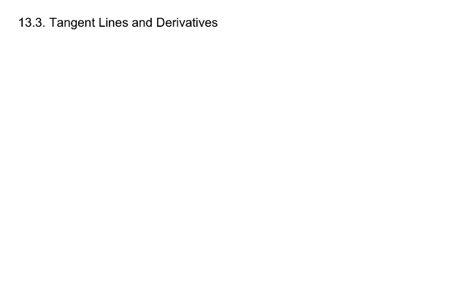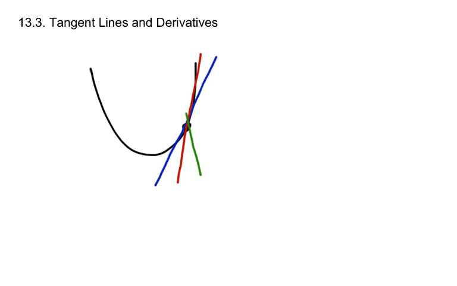A tangent line is a line that touches a curve in one point. So we learned in geometry, we talked about tangent lines in terms of circles, but here is a tangent line. The problem is that the tangent line could look like that, or it could look like this, or it could look like this, because all it has to do is touch the curve in one place.